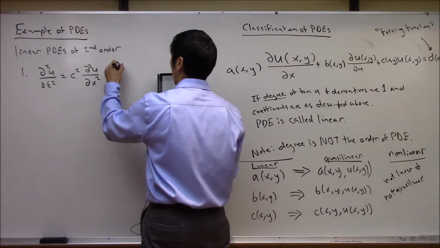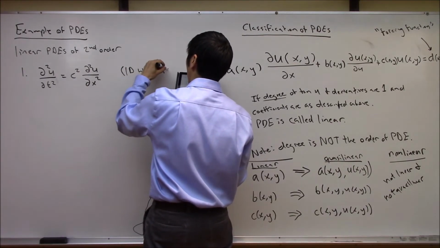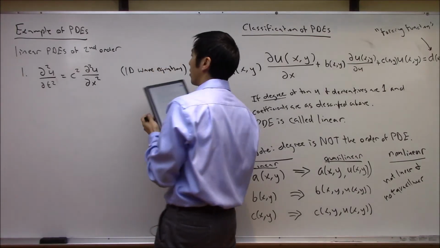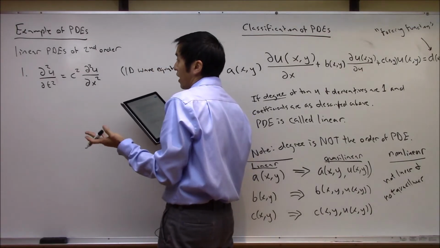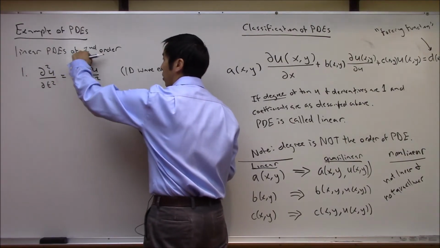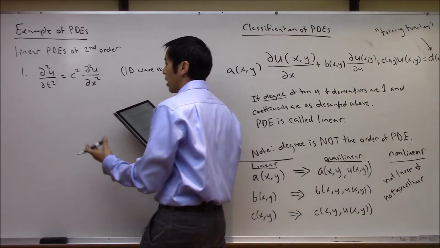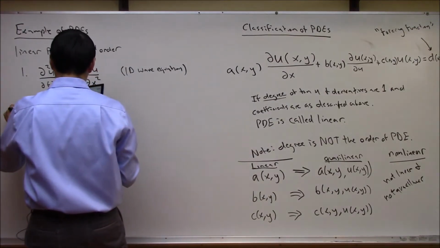This is actually the famous one-dimensional wave equation, and we are going to take an in-depth look at it in a second. Again, we see that it's linear and of second order, since you have a second partial here. Okay, let's look at another example.